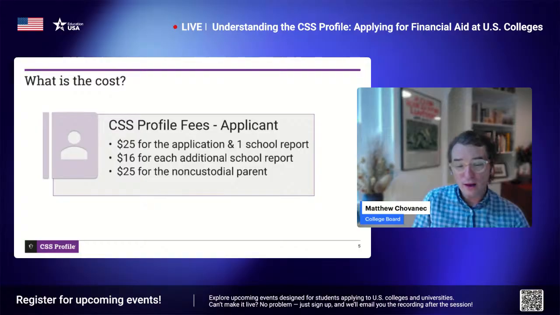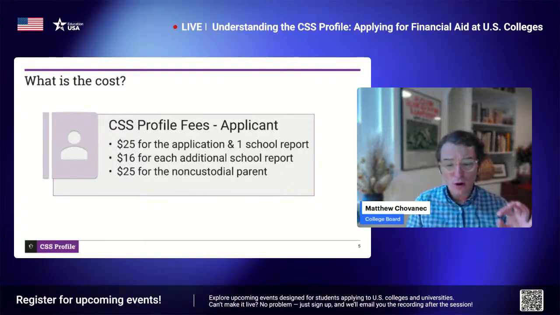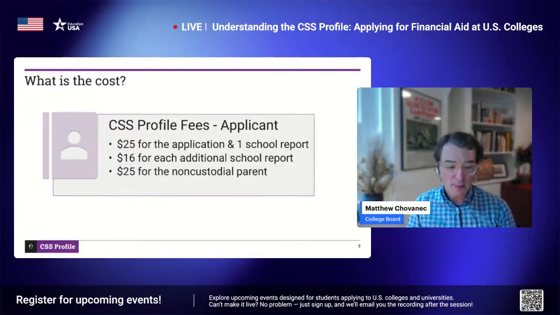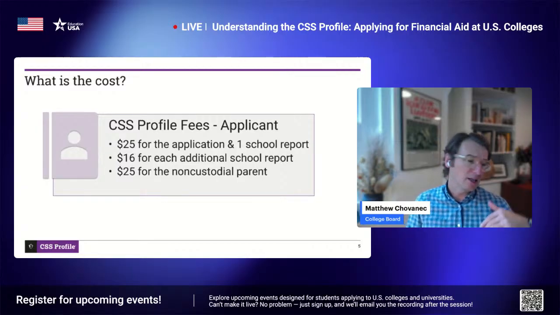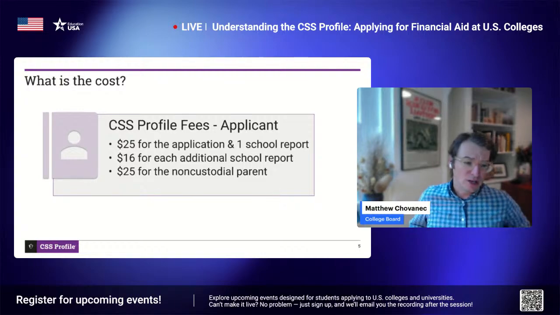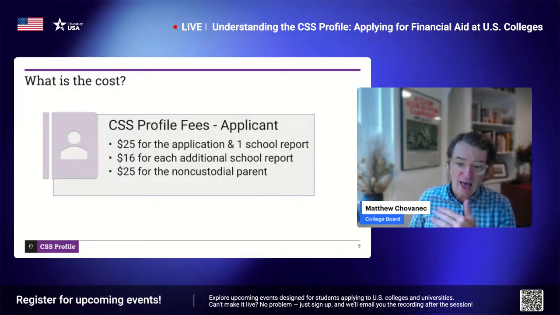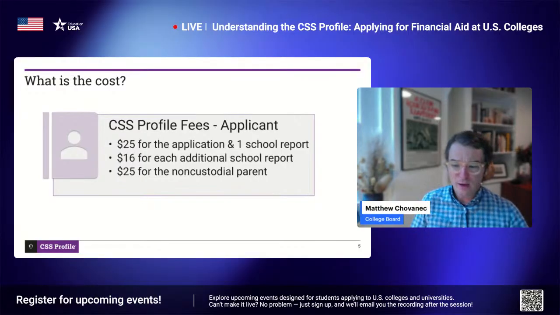And one thing here, this last one, if your biological or adoptive parents don't live together in the same house, some universities may require a non-custodial profile. That is, like, if you had a mother that you don't live with full time, she's your biological mother, but she's not actually raising you in the house, you can have her fill out a non-custodial parent application, and that'd be an additional $25.